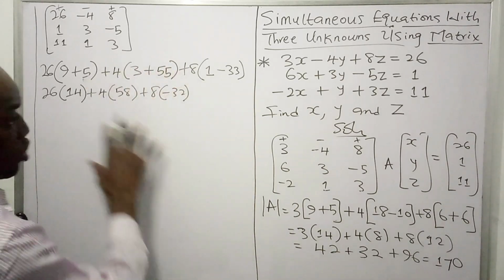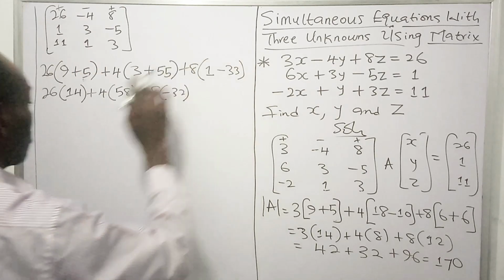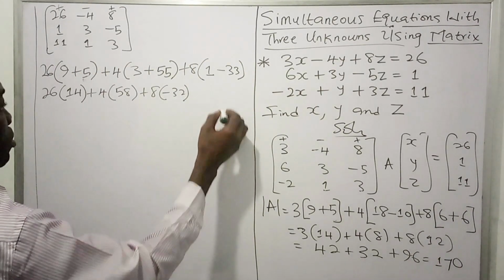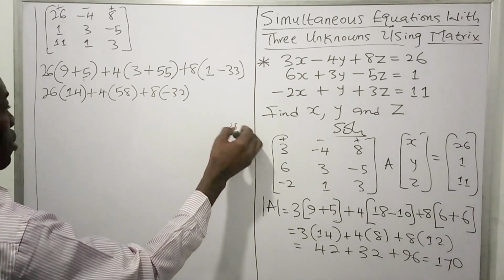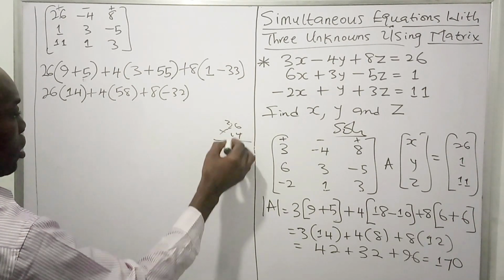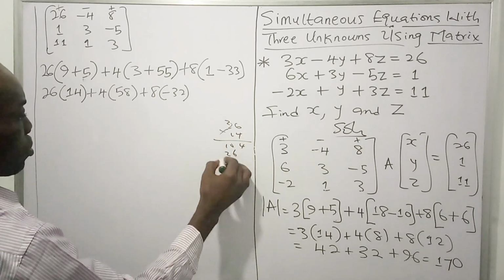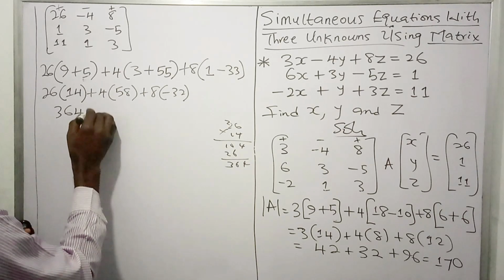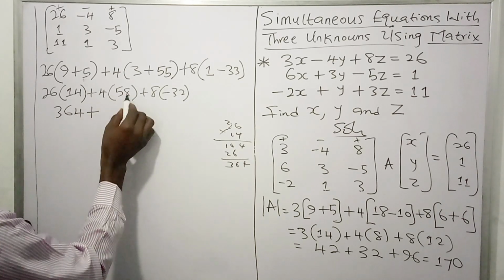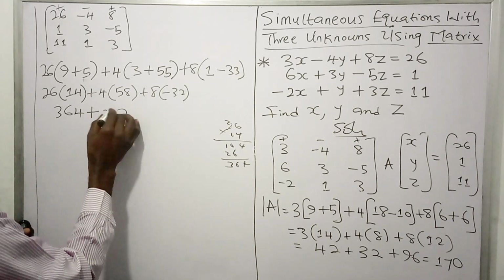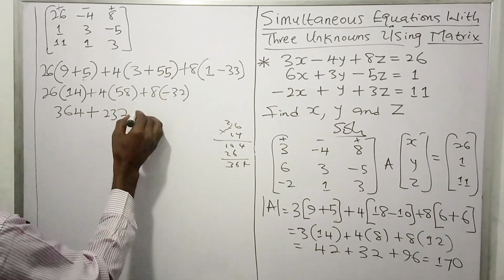Now what we're doing now is to get the value for x. All right, so let's carry out the multiplication of this. 26 times 14 will give us 364. Then 4 times 8, that's 32, 2 carry 3. 4 times 5, 20, so that's 23. Then here is going to be negative.